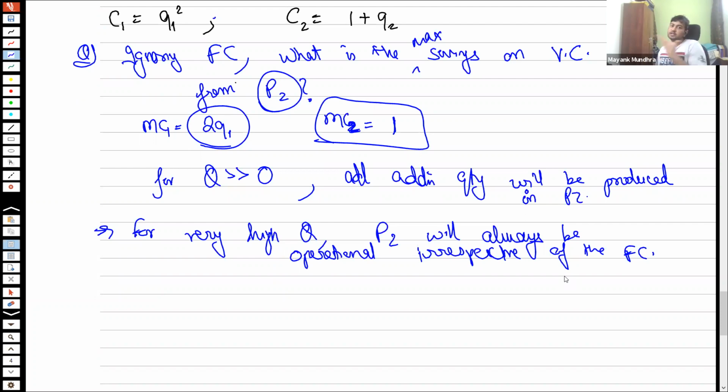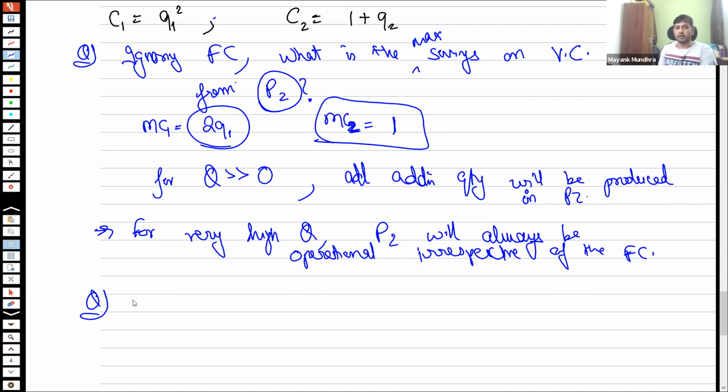This is something different from the previous case, because in the previous case we said that if fixed cost is greater than 1/4, you will never produce in plant 2, irrespective of what quantity you're fixing. But here, for some threshold quantity, you will always produce in plant 2. Beyond that threshold quantity, plant 2 will always be operational. So let's start delving into this problem. Again, the problem is the same: find the cost function of the firm.